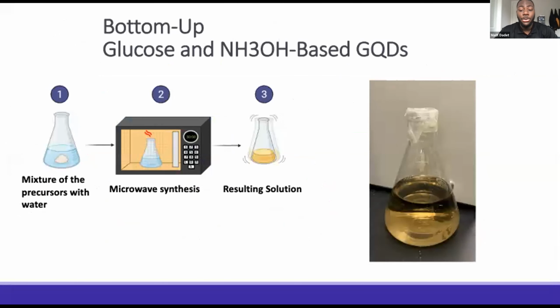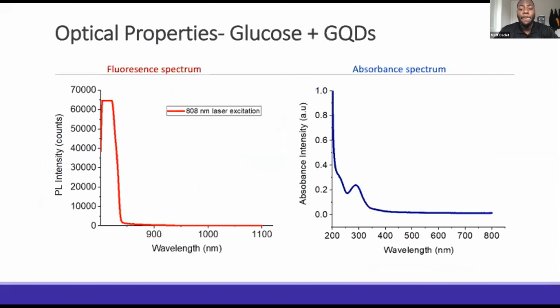I'm also now going to describe the bottom-up synthesis of glucose and liquid ammonia-based GQDs. In this polymerization and nucleation of glucose into GQDs, a mixture of glucose and liquid ammonia was diluted in water and microwaved to give this gold solution. We also used 808 nanometer laser excitation to measure fluorescence, and we measured absorbance as well. The observed near-infrared fluorescence also makes these quantum dots good candidates for future cell studies.